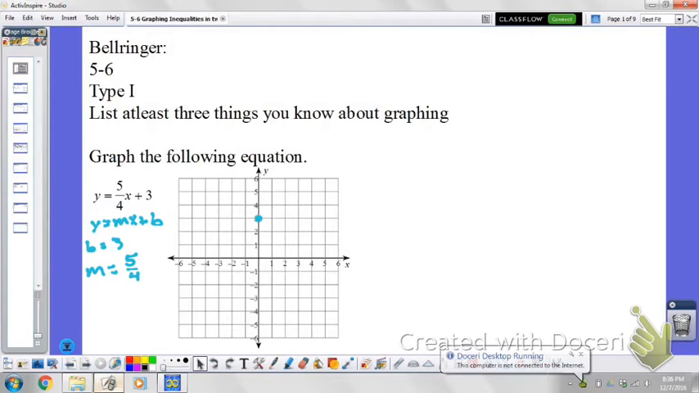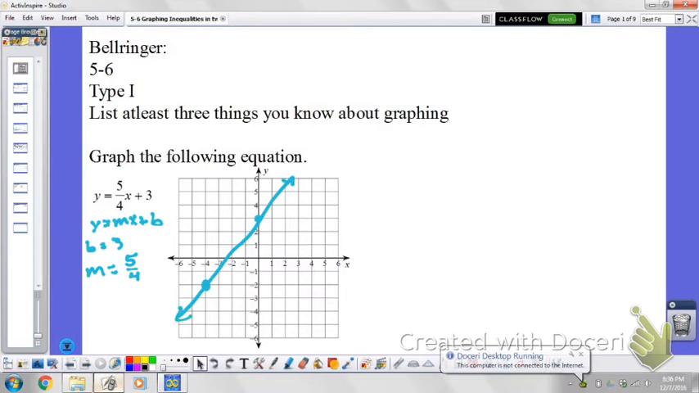And the slope tells us how to move, allowing us to find another point. It's our rise over run. So we're supposed to rise 5 and run 4. But since we can't rise 5, we're going to have to go down 5 and to the left 4 to get another point. So right there. And since we have 2 points, we can go ahead and connect them with a line.